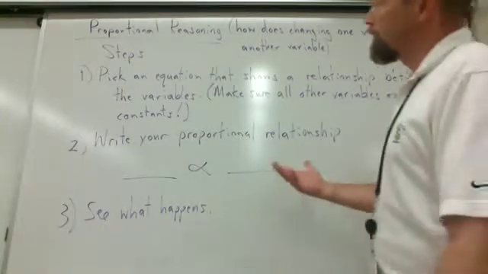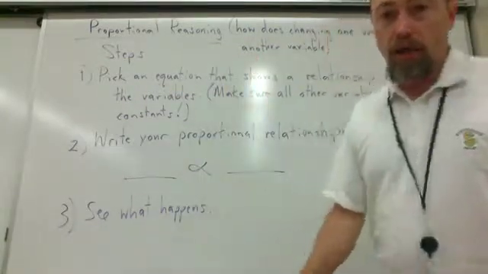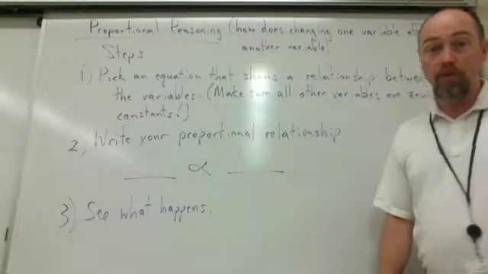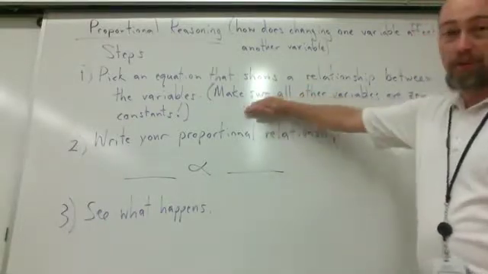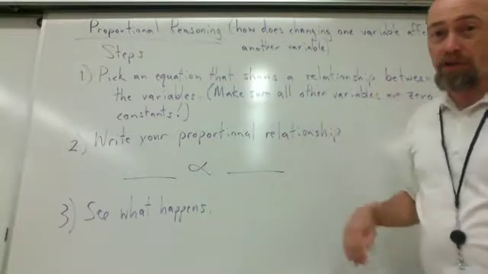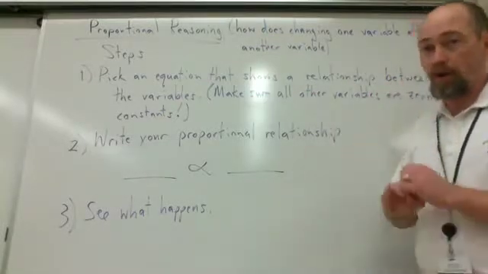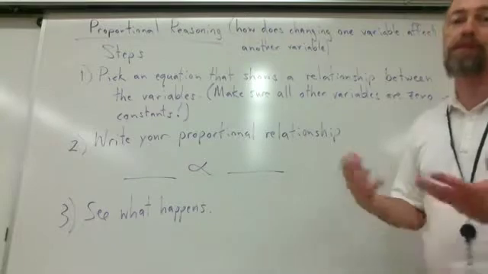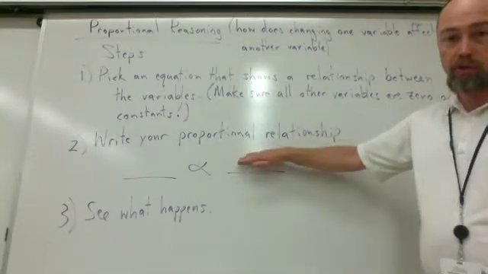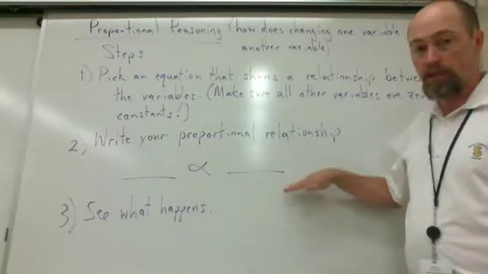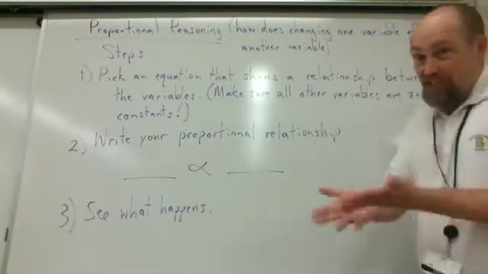reasoning. So the first thing you want to do is pick an equation that shows a relationship between the two variables you're asking about. This is the really important thing: make sure whatever equation you pick, all the other variables are going to be either 0 or a constant, although I guess 0 is a constant. You're going to write your proportional relationship: this variable is related to this. And then, honestly, you're just going to see what happens.